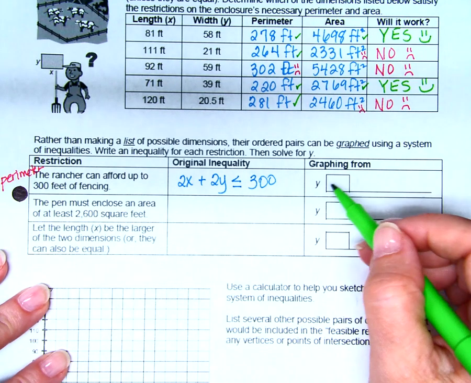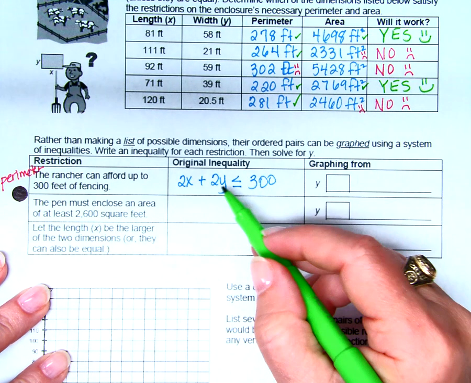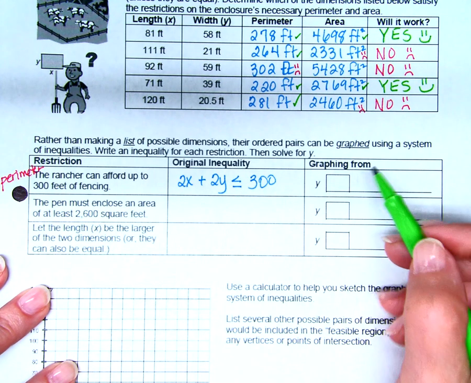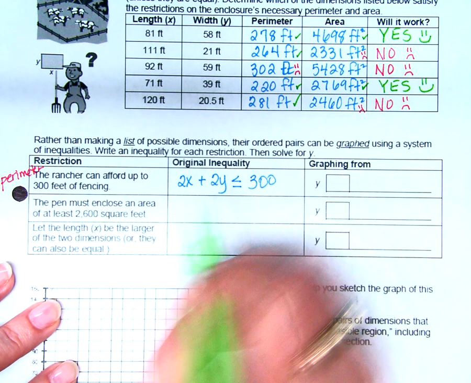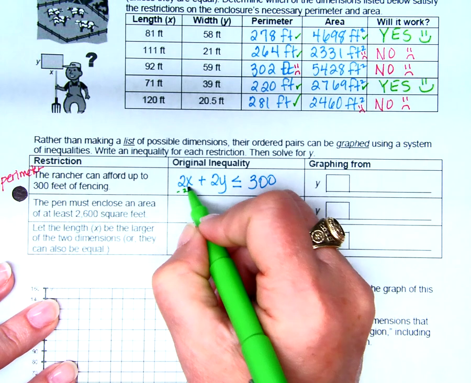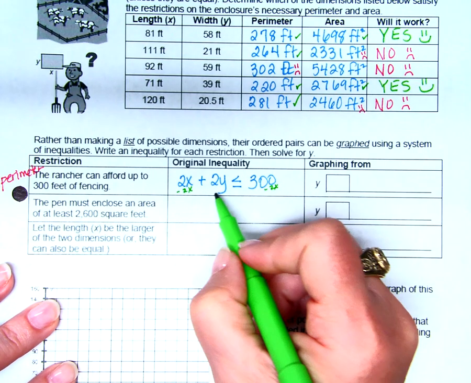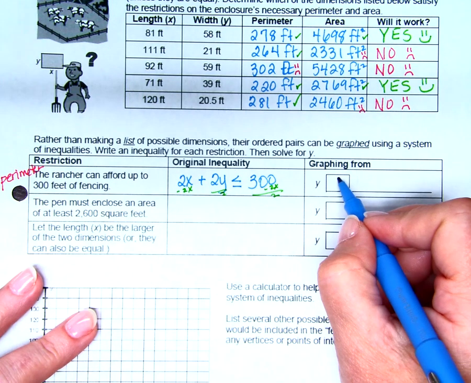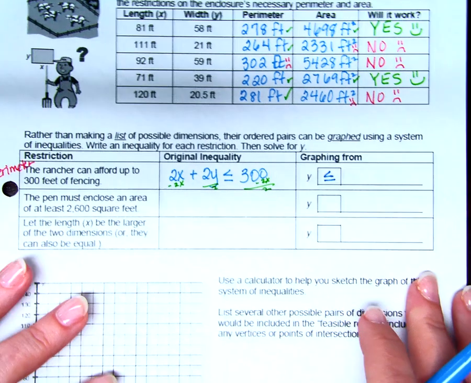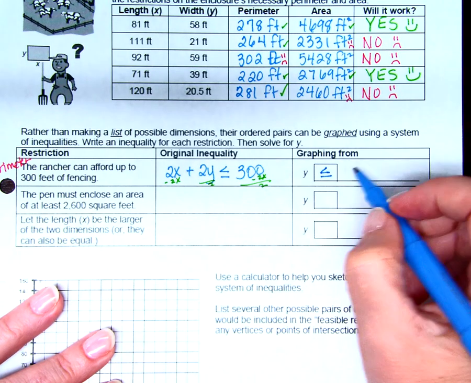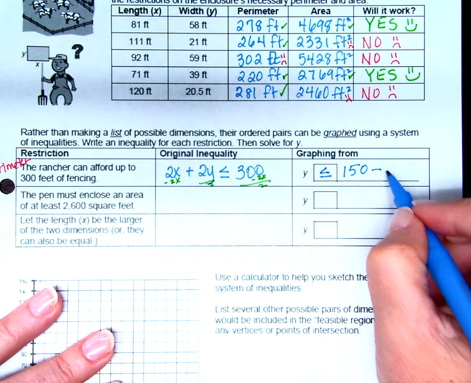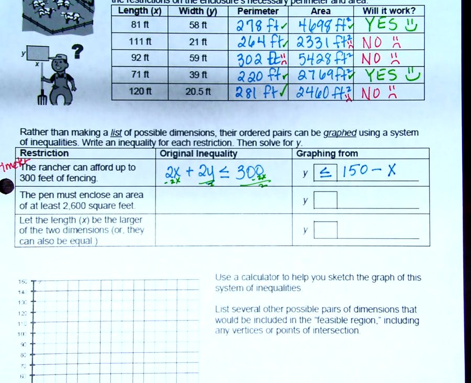Now, we have to figure out what inequality we're going to graph it from, okay? Because we can't graph it from this, can we? What do we have to do to know what we're graphing from? We have to solve it for y, don't we? Okay, so if I subtract 2x from both sides, then I would have to divide everything by 2, right? What's that going to leave me? First of all, less than or equal to, right? 300 divided by 2 is 150 minus 2x divided by 2, so x, right? Any questions about that one?